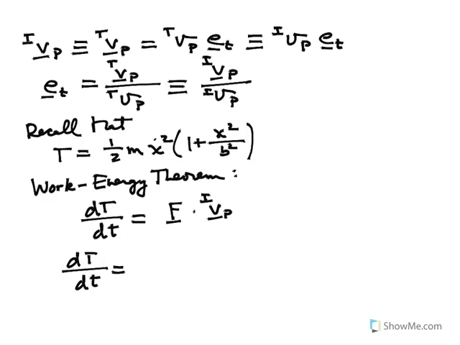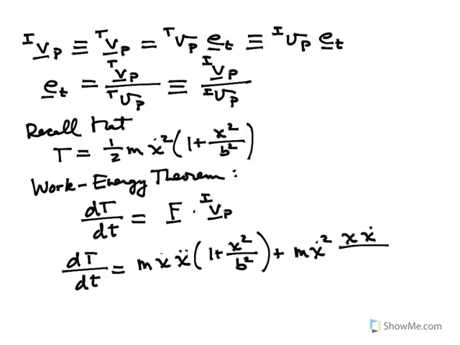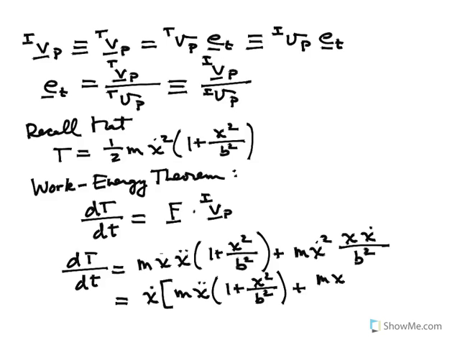Let's compute it. If I take the product rule for differentiation, I get m times x dot times x double dot times (1 + x squared over b squared), plus 1/2 m x dot squared times the rate of change of (1 + x squared over b squared), which gives 2x times x dot, but then the 2 drops out. So we get m times x dot squared times x dot, all divided by b squared. If I factor x dot out of everything, I get m x double dot times (1 + x squared over b squared) plus m x dot squared x, all divided by b squared, where I factored out one of the x dots. So that's the rate of change of the kinetic energy.